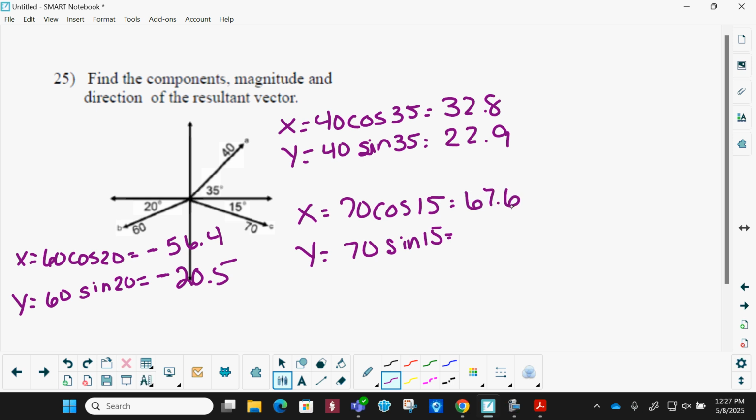67.6 and 18.1. Oh, and I forgot we were in quadrant 4, so my y value here needs to be negative.